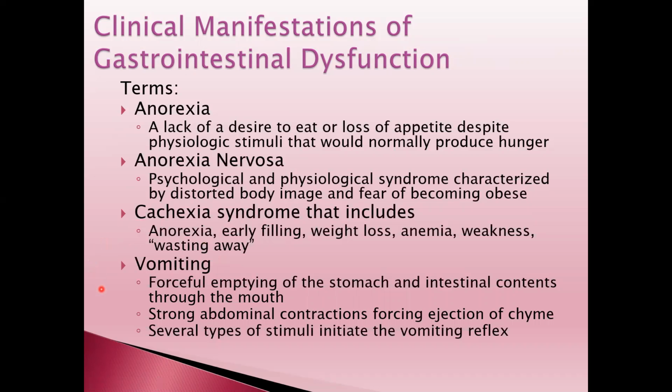There are several types of stimuli that initiate the vomiting reflex. When you vomit, you take a deep breath. Your glottis closes, the soft palate rises, and respiration ceases to prevent the risk of aspiration. That's just your normal protective component of your body. The gastroesophageal sphincter relaxes, abdominal muscles contract, forcing the chyme into the esophagus, and reverse peristalsis ejects the chyme out of the mouth. And that's the act of vomiting.